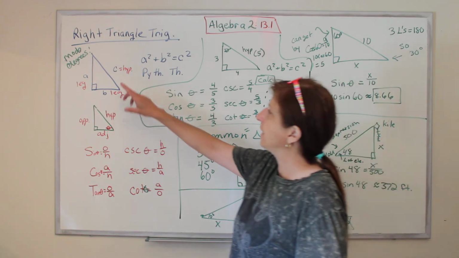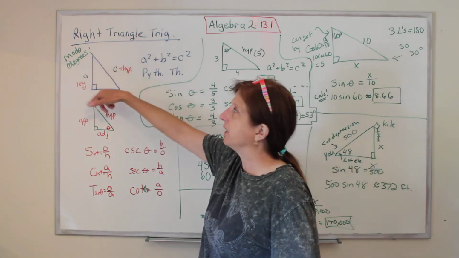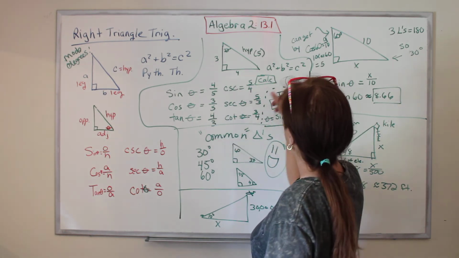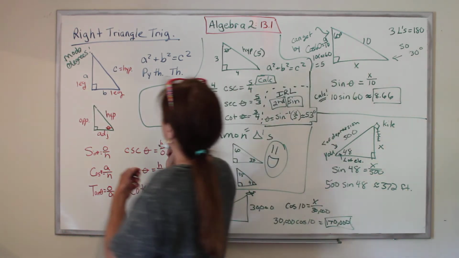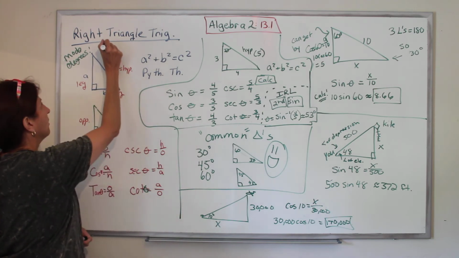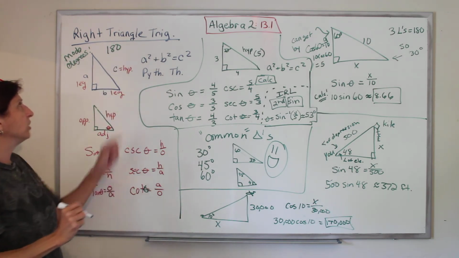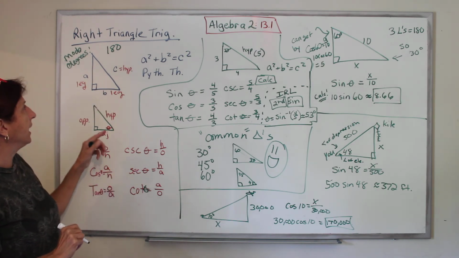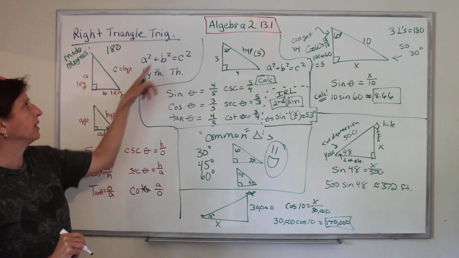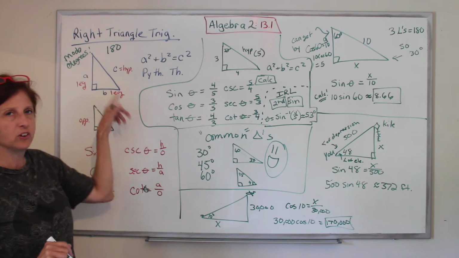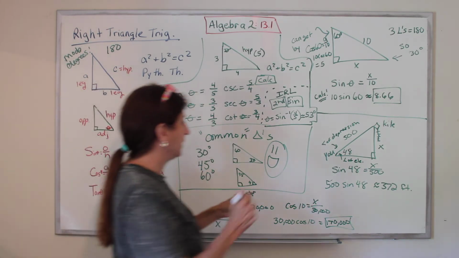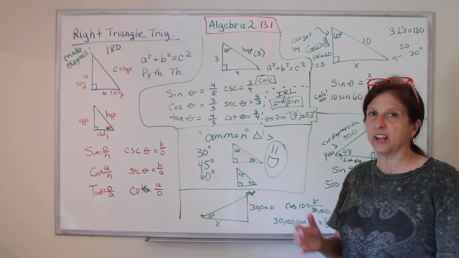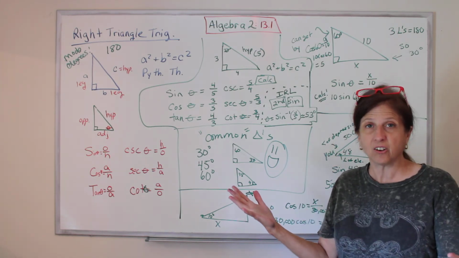Before, we would have had to know two angles to get the third, because remember that the three angles of a triangle add up to 180. So if we have two, we can subtract from 180 and get the third one. And if we had two sides, we could use the Pythagorean Theorem and figure out the missing third side. But we can figure out everything with trig with one side and one angle. You see how great that is?